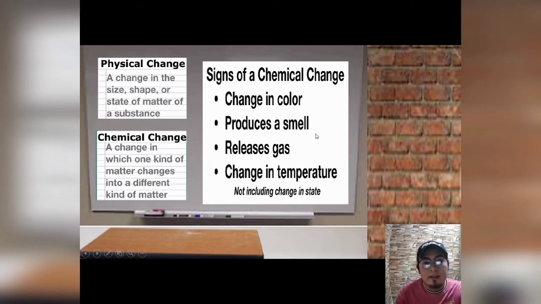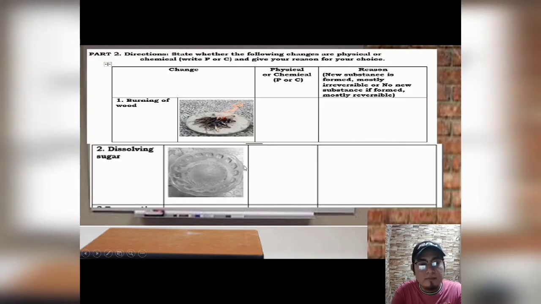Another, it produces smell. Then also, it releases gas and also, there is a change in temperature, not including change in states, ha? Alam nyo yung states, di ba? Ito yun. Solid, liquid, gas. So, ito yung mga signs na merong chemical change. Okay, let us have this one.